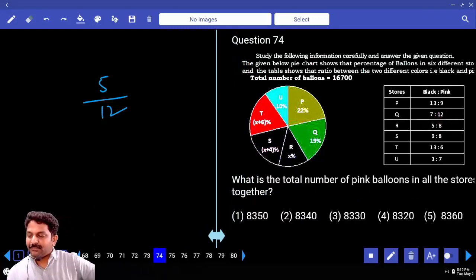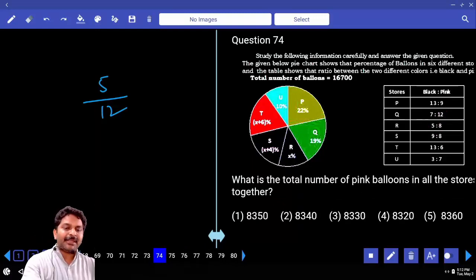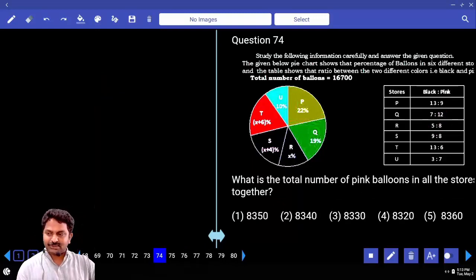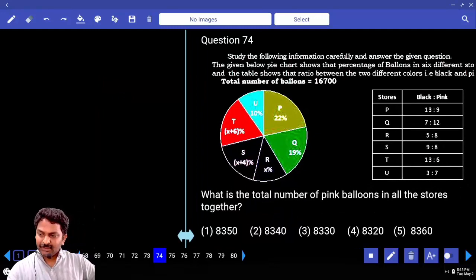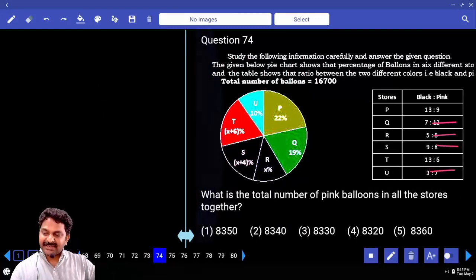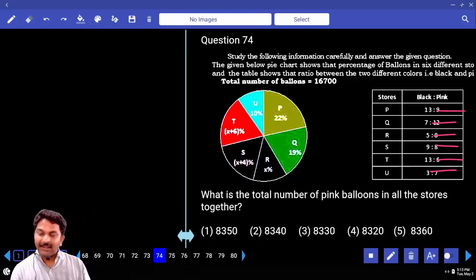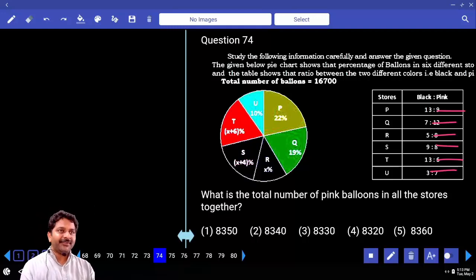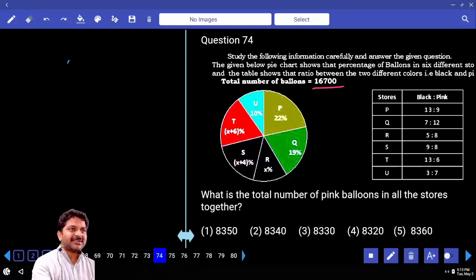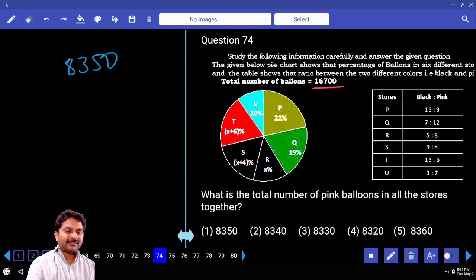What is the total number of pink balloons in all the stores together? Pink balloons in all stores together. 12 plus 8, 7 plus 8, 9 plus 6. If you can recollect, you said 10, 15 and then 15. No, 20. 20, 15, 15. So what percent is it? That means 50% of the original number. 8350.